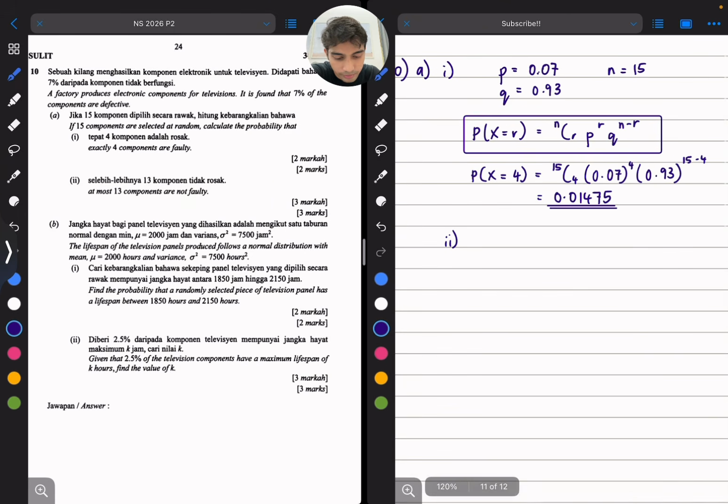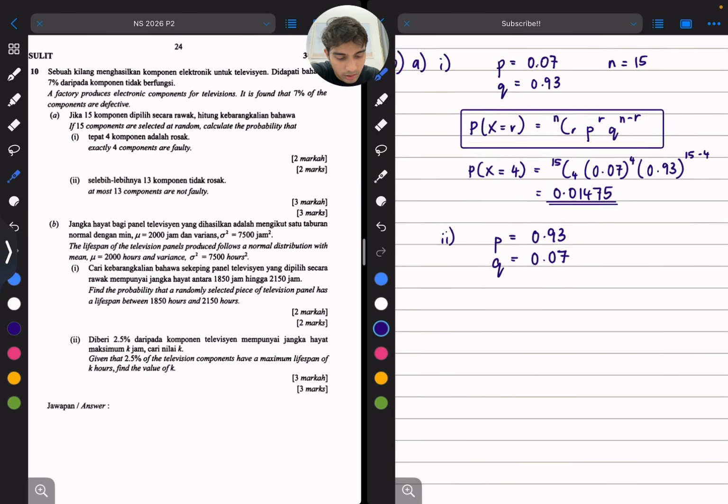Number 2. At most 13 components are not faulty. The probability of success here will be different compared to this, because here they want us to find not faulty. Not faulty means our probability of success will be 93%, because the components being not faulty is 93%. So the probability of failure would be 0.07, which is basically 1 minus 0.93.